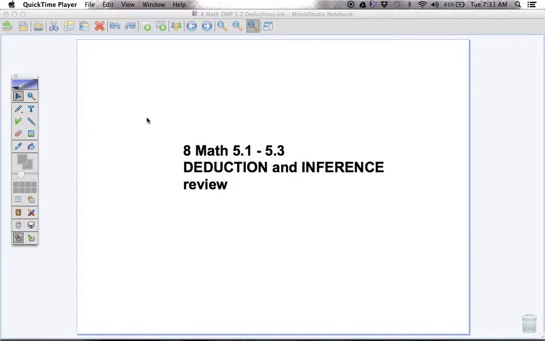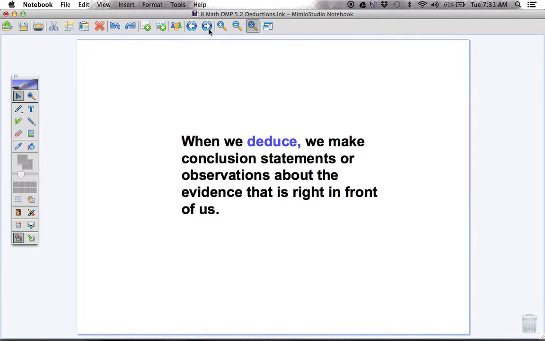Grade 8s, we're going to do a little review of 5.1 to 5.3 in preparation for the test. We're going to look at deduction and inference today. When we make deductions, or when we deduce, we make conclusion statements or observations about the evidence that's right in front of us. And we can do this by looking at the largest data.